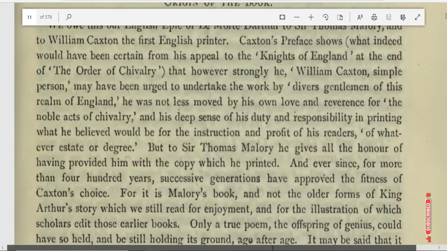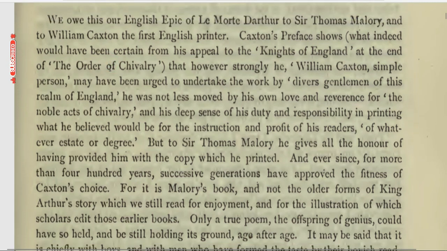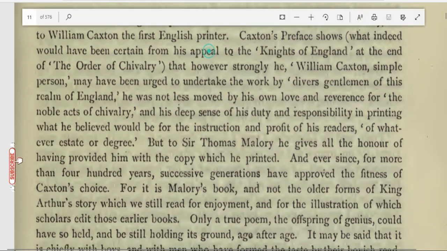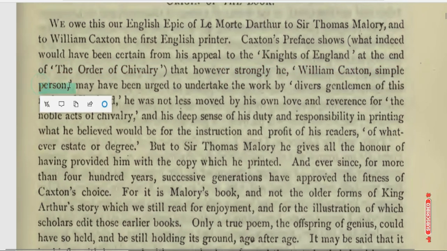Okay, we owe this, our English epic of Le Morte d'Arthur, to Sir Thomas Malory and to William Caxton, the first English printer. Caxton's preface shows what indeed would have been certain for his appeal to the knights of England at the end, the order of chivalry. How strongly William Caxton, simple person. See, William Caxton is significant because he is the first.